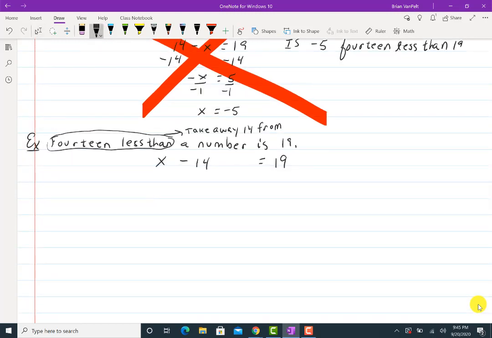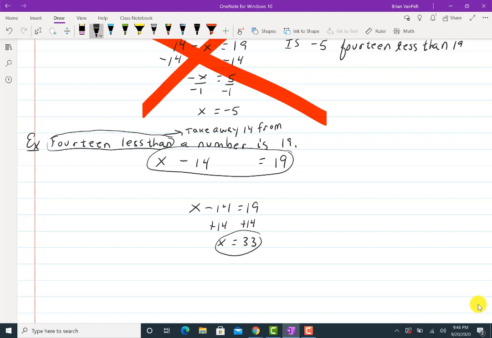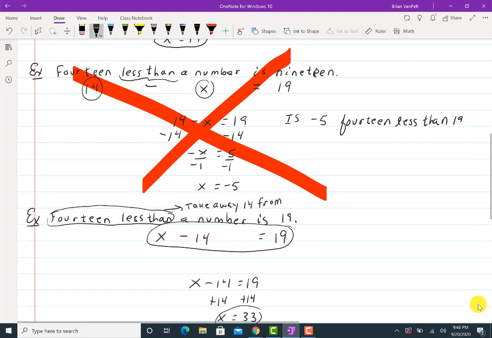Let me move it down here so it looks more reasonable to me. Let's go ahead and add 14 to both sides. And then we have x equals 33. Now, 14 less than 33 happens to be 19. So this is correct, and our sentence is correct. So you'll require two parts to this. I think up here I made a mistake. I didn't mean it this way.